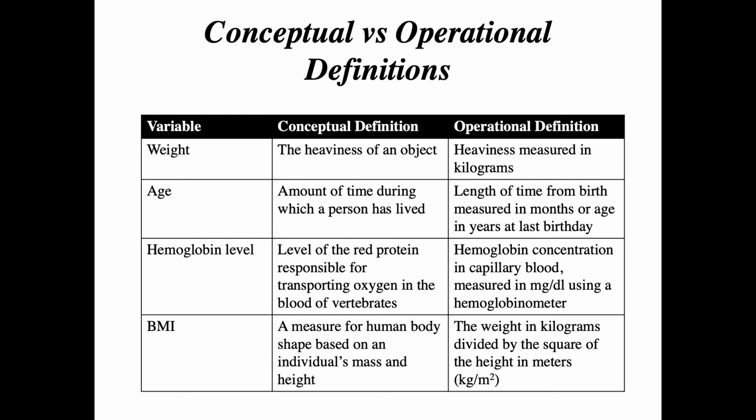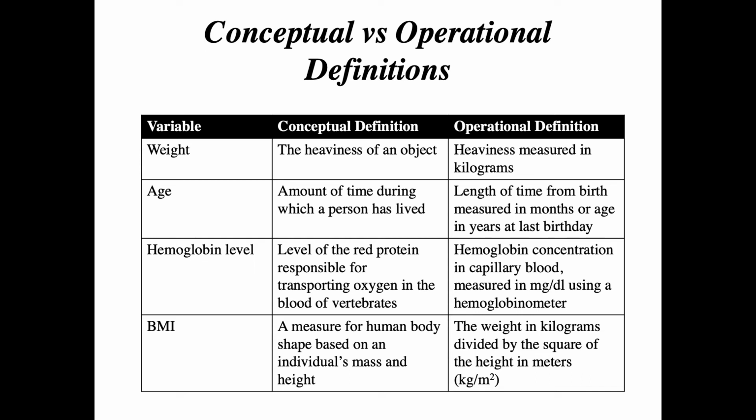Now, how about hemoglobin level? Hemoglobin is conceptually defined as the level of red protein responsible for transporting oxygen in the blood of vertebrates. But again, just to reiterate, operational definitions are definitions that would help us measure this variable.